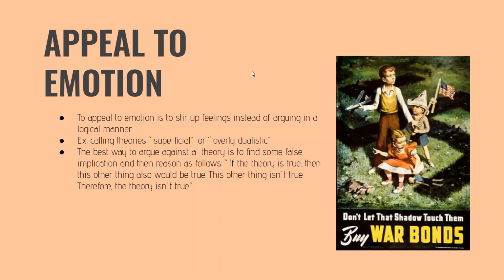Often the best way to argue against a theory is to find some false implication and then reason as follows. If the theory is true, then this other thing also would be true. This other thing isn't true, therefore the theory isn't true. Recall that an argument consists of premises and a conclusion.